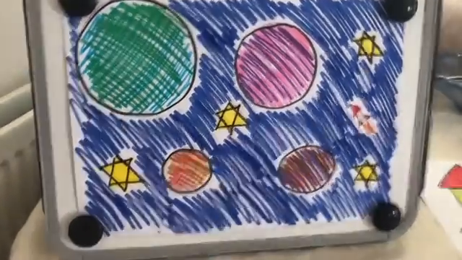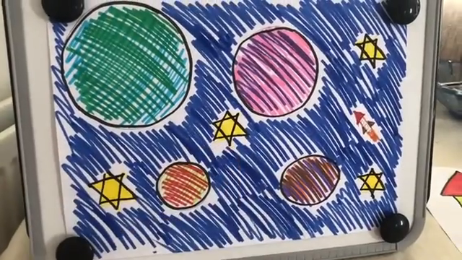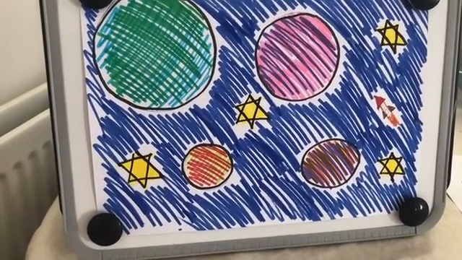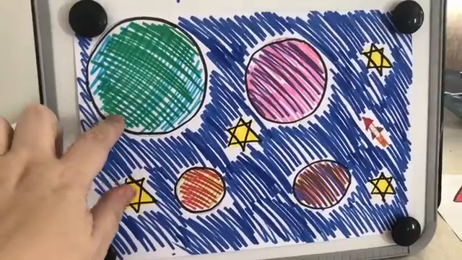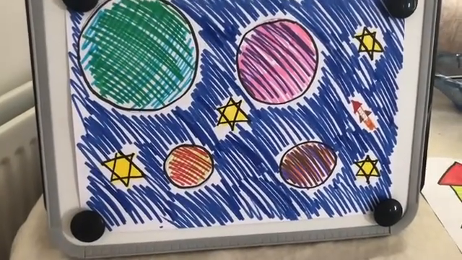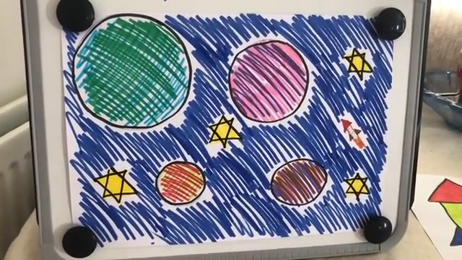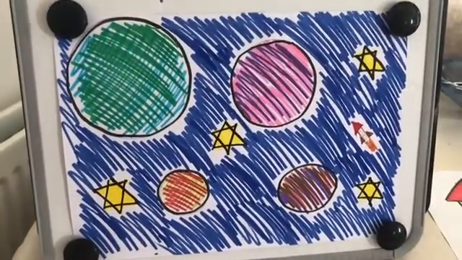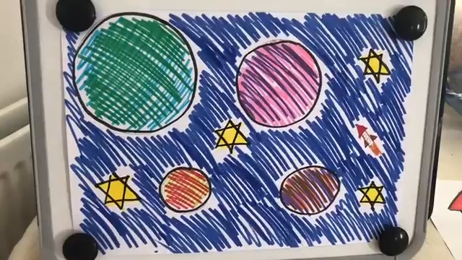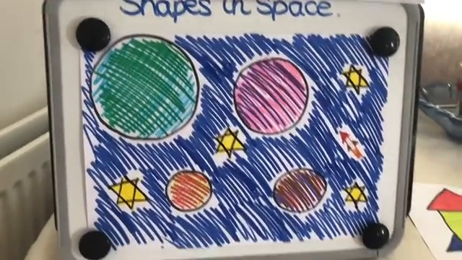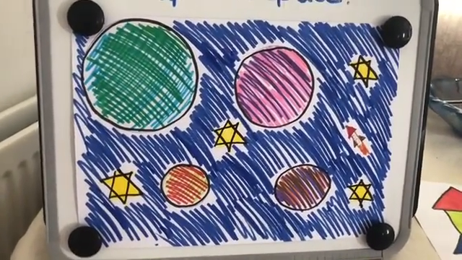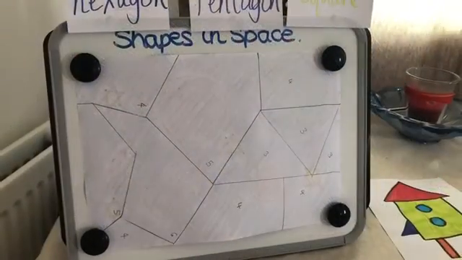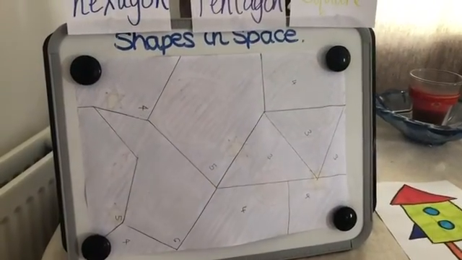I've included stars, which I used triangles to make. And I have used circles to make my planets. So I've used a whole sheet of A4 for this. What I've then done on the back of it, I have drawn different shapes. So I'm going to turn it over and show you. As you can see on the back, I have drawn different shapes.